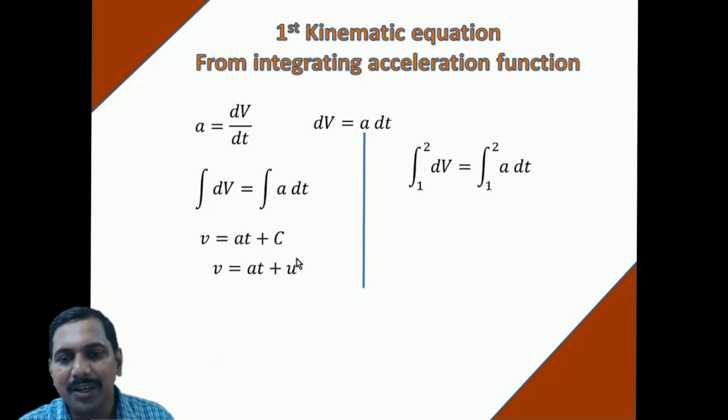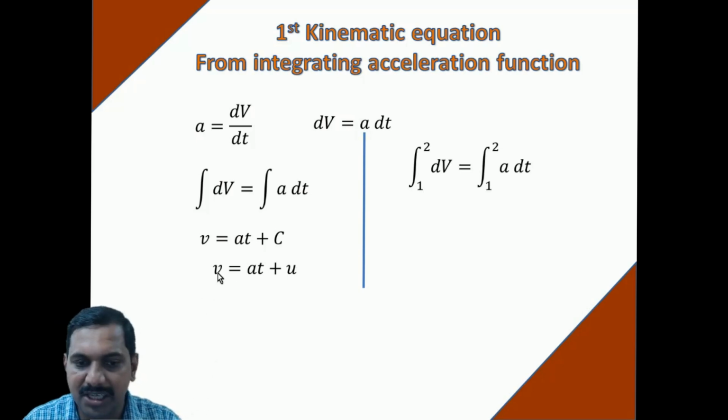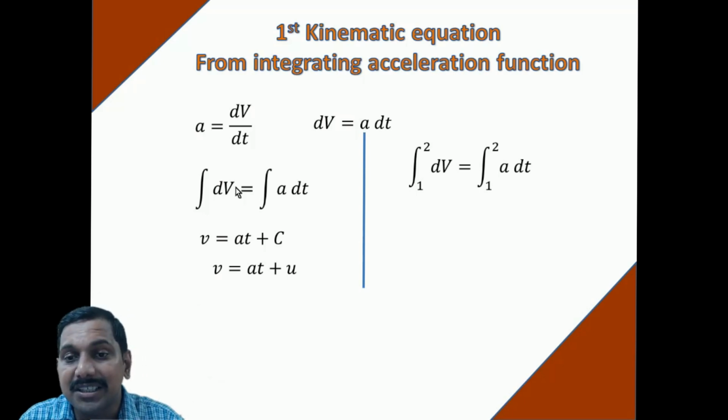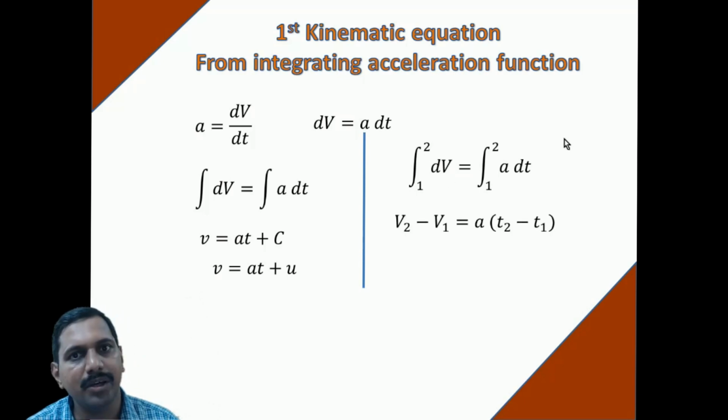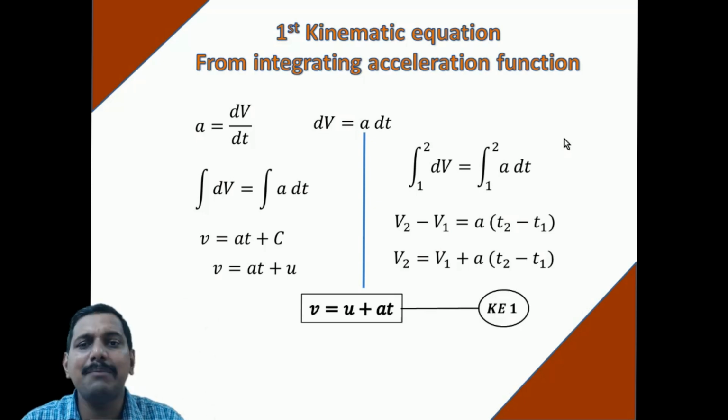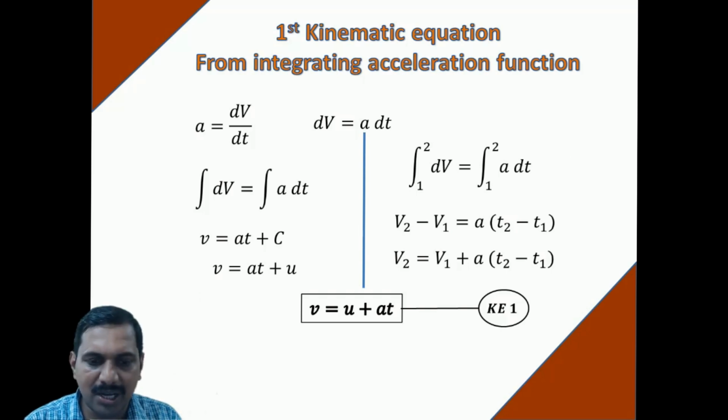So now what can we do? This is one way of getting it. V is equal to at plus u. Now, in case we go from 1 to 2, this is definite and the earlier one is indefinite integration. When you say definite integration, you say from point 1 to point 2 we are integrating, and you get the same thing. You can write this as V2 is equal to V1 plus a into T2 minus T1, which comes back to the same thing: V is equal to U plus AT. So this is how we do that.